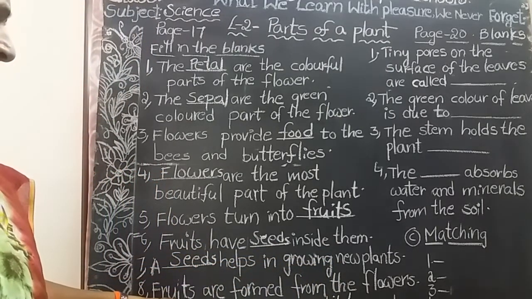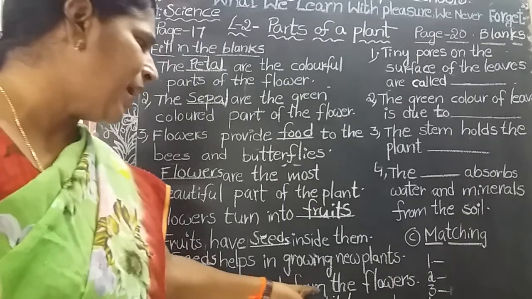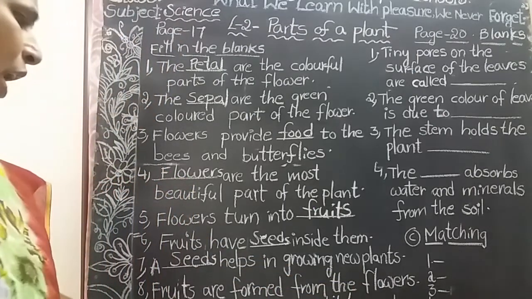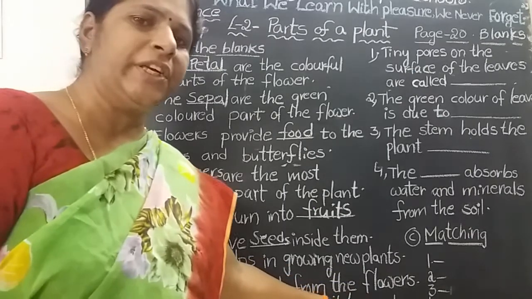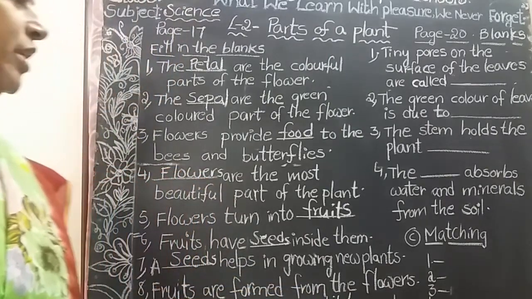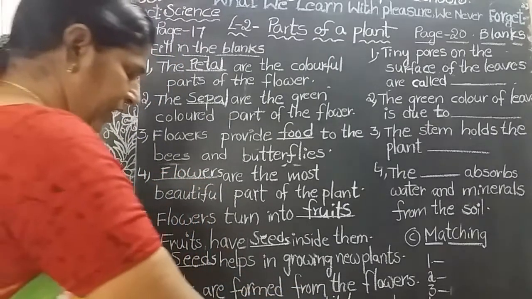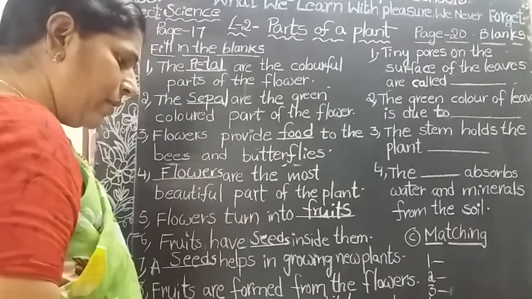So next question, see here, fruits are formed from the flowers. Groundnut is an edible seed. Okay, page number 20, see here, ma.